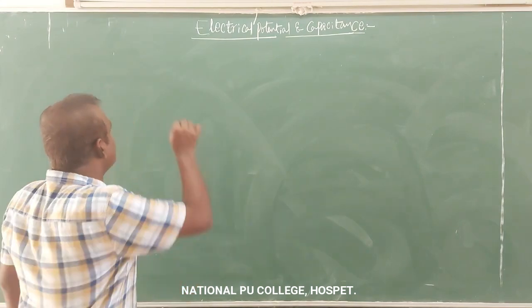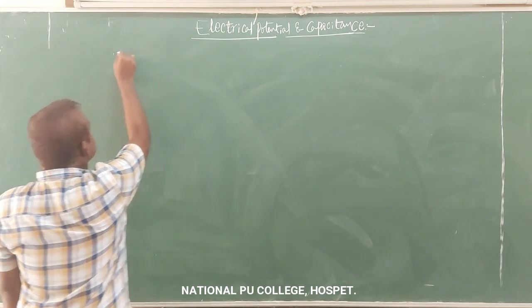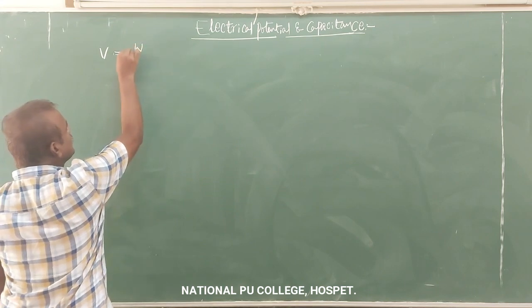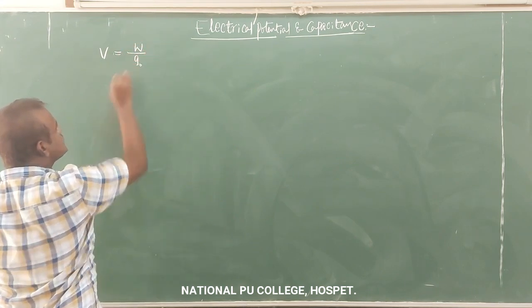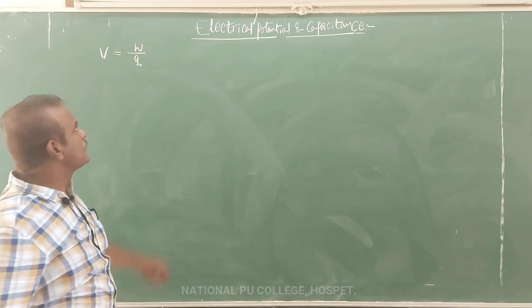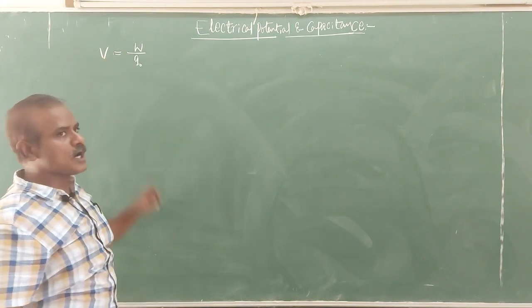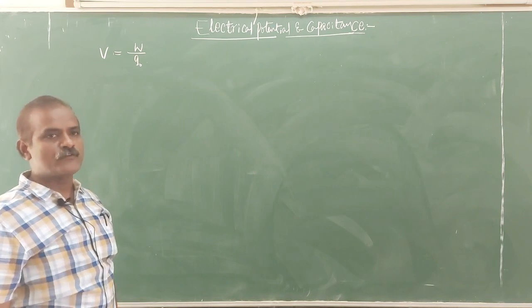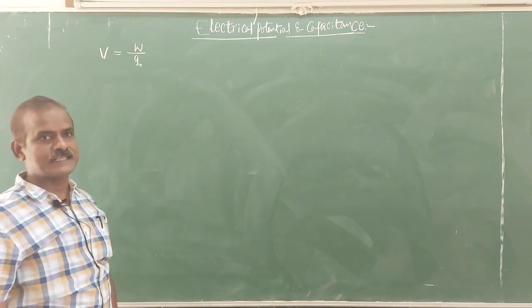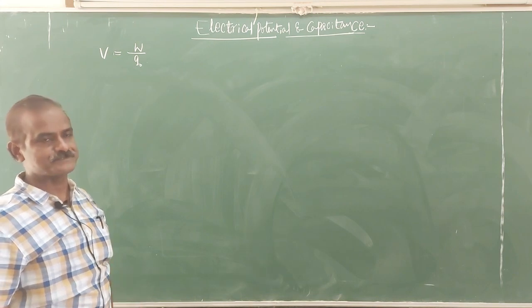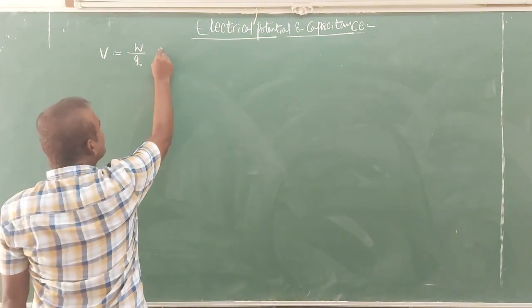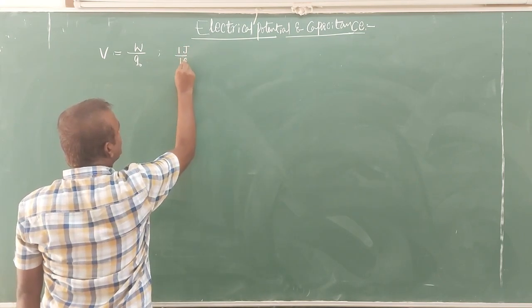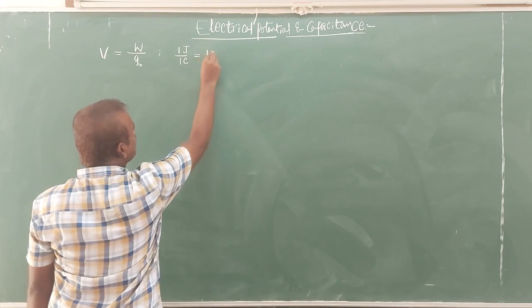Remember, mathematically electric potential V is equal to work done by charge. This is the basic formula, as we all know. In fact, it is the work done to move a charge from infinity to a given point in an electric field and against it. Accordingly, we wrote this is 1 joule by 1 coulomb, which is nothing but 1 volt.